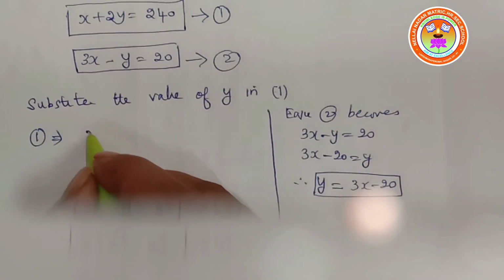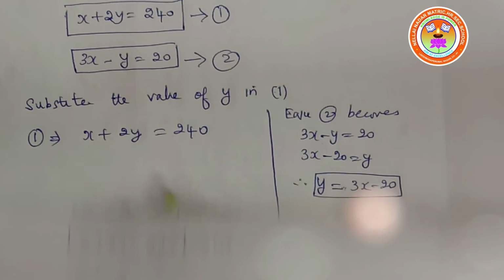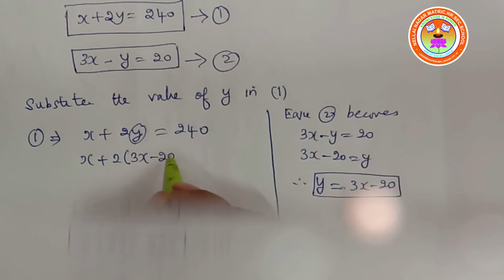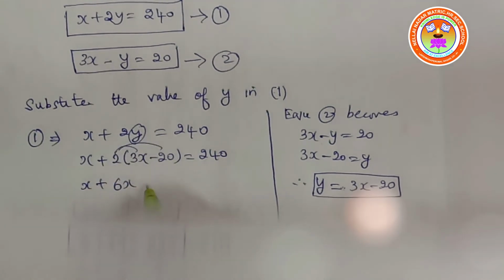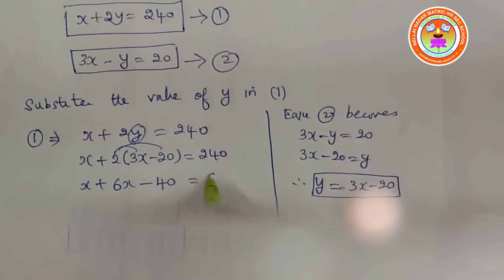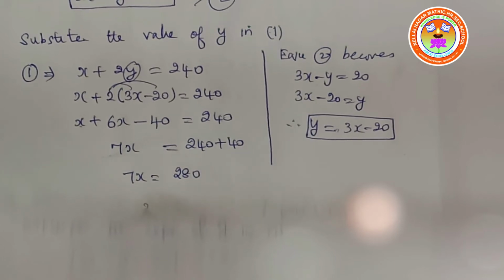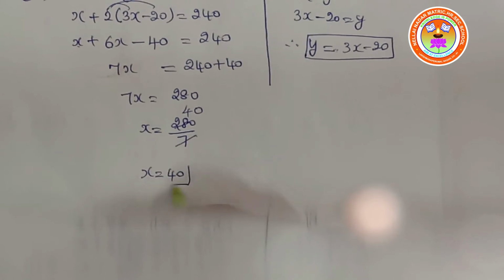Equation 1 is x plus 2y equal to 240. Now you are going to substitute y value as 3x minus 20, that is x plus 2 into 3x minus 20 equal to 240. x plus 2 3s are 6x, plus into minus minus, 2 into 20, 40 equal to 240. x plus 6x is 7x, that is equal to 240 plus 40. 7x is equal to 280. x is equal to 280 by 7. 7 4s are 28, that is x equal to 40.